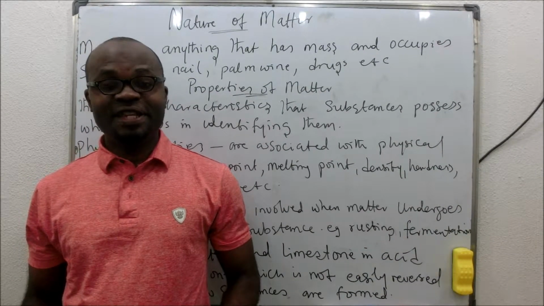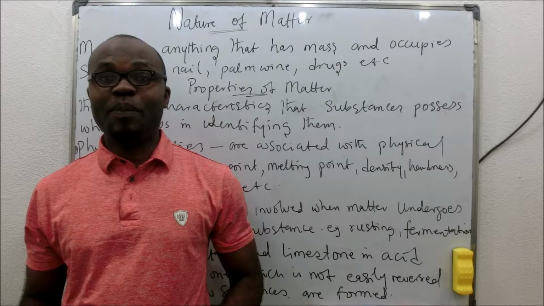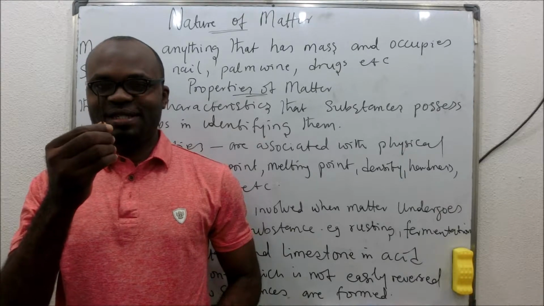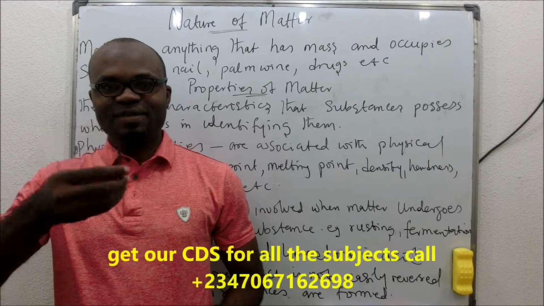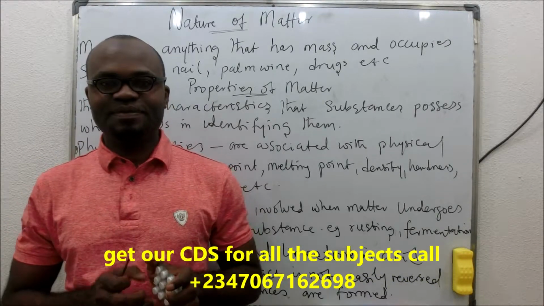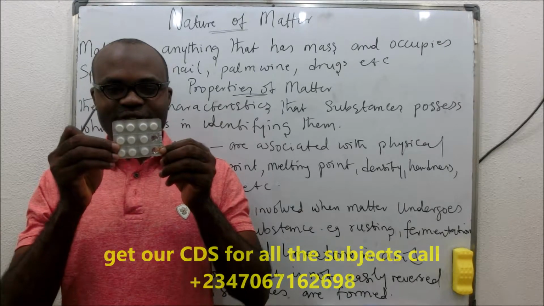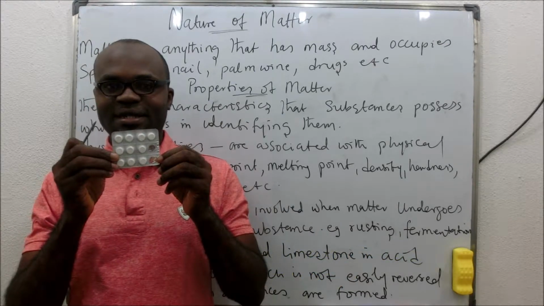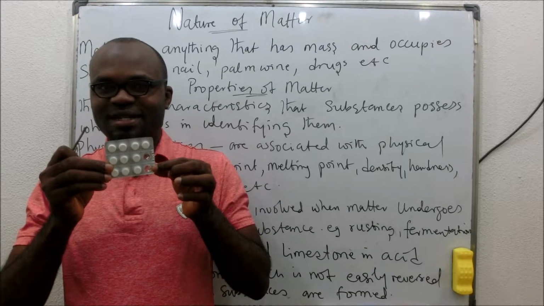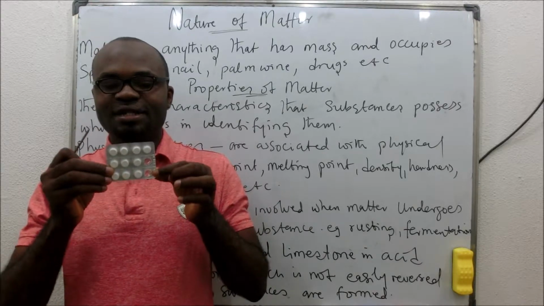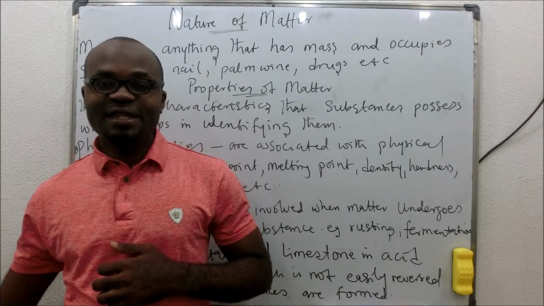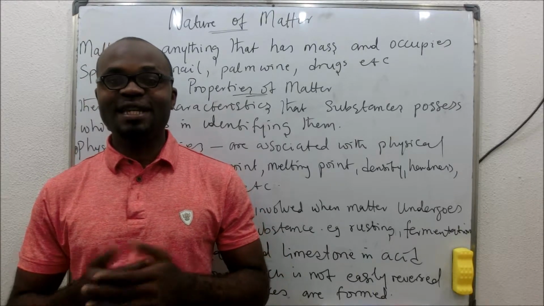Matter is anything that has mass and occupies space. This nail I'm holding is a matter. It has mass, I can feel the weight, and it occupies this space. The drug that I showed you the other time is also matter because it has mass. Mass can be likened to weight, and it also occupies this very space. So anything that has mass and occupies space is matter.